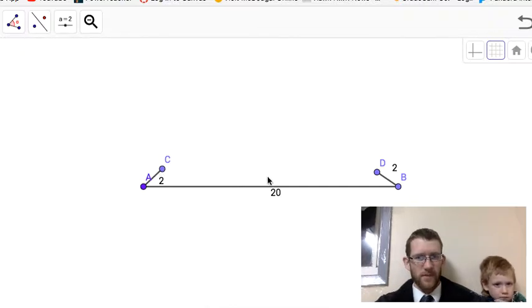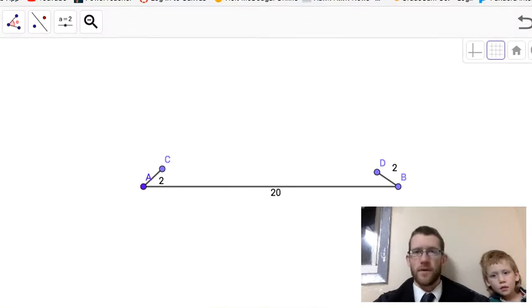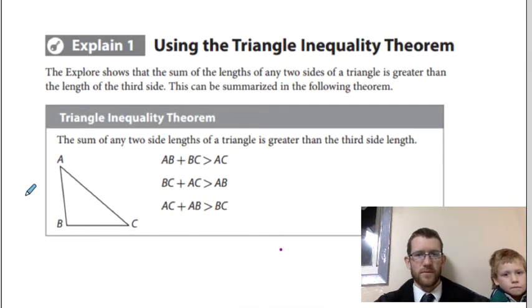So these other sides of the triangle need to be much bigger. How much bigger? Well, they need to at least be able to meet somewhere over here. So they need to add up to some value greater than 20. That's all the triangle inequality theorem says. So we can try some examples.